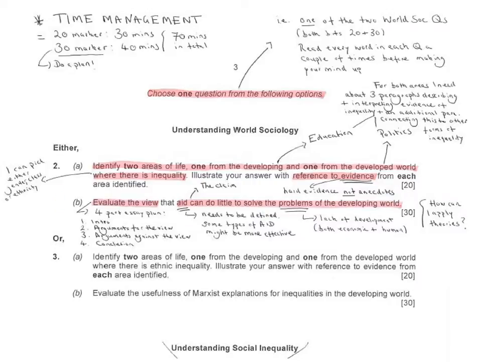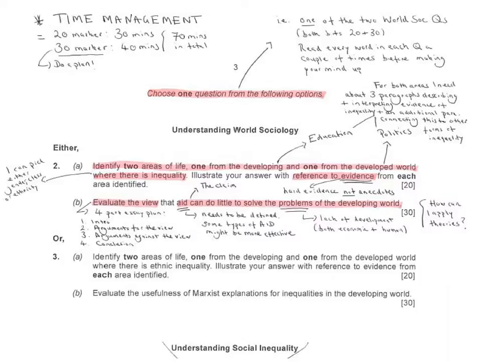Moving on to the 30-mark question, remember we're going to try and spend 40 minutes on this. The first thing that I would be thinking as I look at this essay question is, what type of essay is it? And it starts with this command, evaluate the view, and that would immediately make me think that this is a question that is asking me to evaluate a claim.